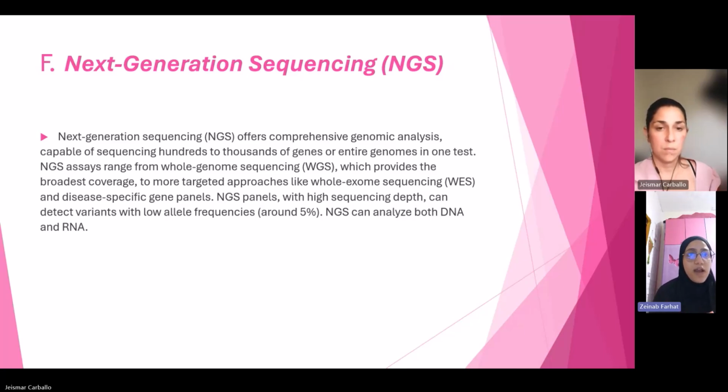NGS panels with high sequencing depth can detect variants with low allelic frequencies, around 5%, and it could be used for both DNA and RNA.